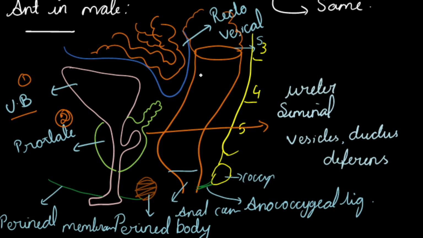So if we are checking out the anterior relationship of rectum in case of male, we will be dividing the rectum into two halves. One is upper half and the lower half. So upper half is related to the rectovesical pouch first, and the coils of intestine and the sigmoid colon. And in case of lower half, we can see urinary bladder, prostate, seminal vesicles, ductus deferens, and the ureter.